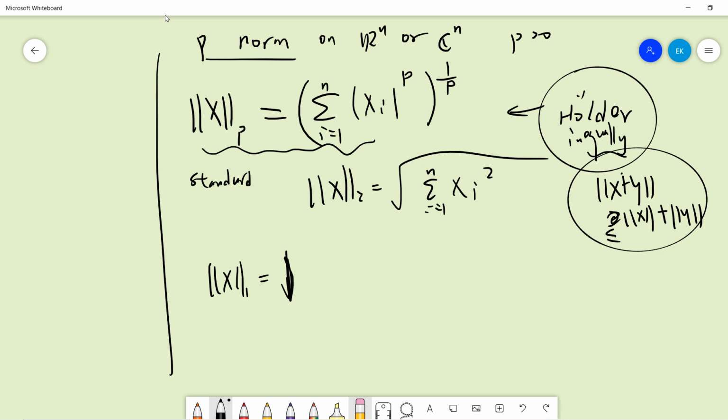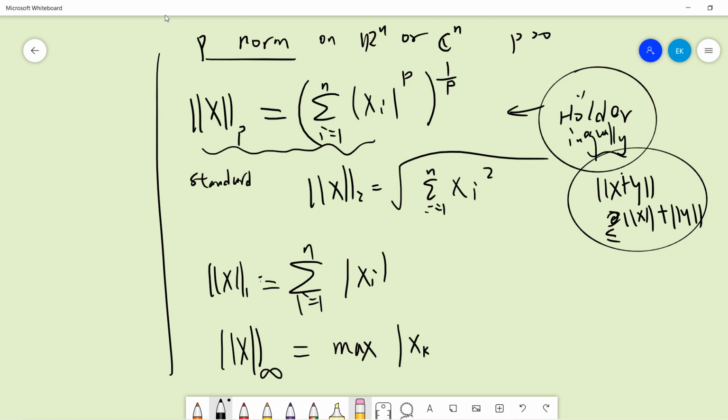1 norm just take each absolute value, right? So just sum over |xi|, i from 1 to n, right? So 2 norm, and also the infinite norm. So infinite norm or the maximum norm is defined to be the max of |xk|, right? So just take each, get the maximum component. Okay, so we have the P norm. We have 2 norm and 1 norm and infinite norm.